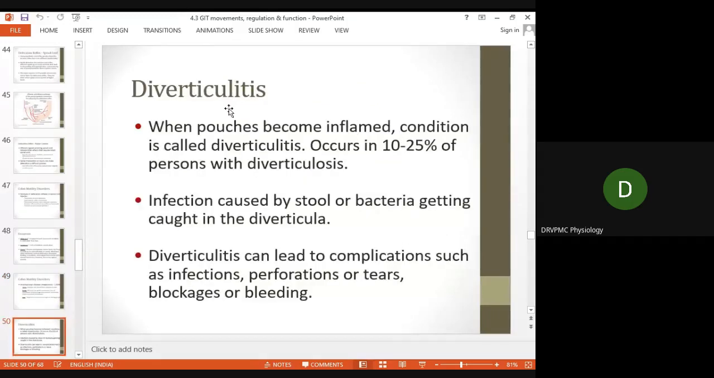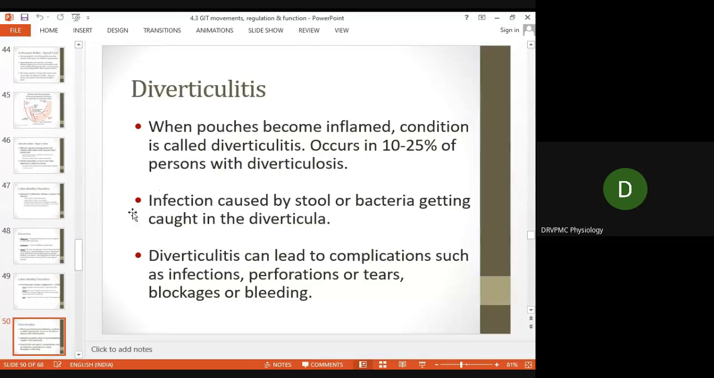Another disorder is diverticulitis. When pouches become inflamed, the condition is called diverticulitis. It occurs in 10 to 25% of persons with diverticulosis. Infection is caused by stool or bacteria getting caught in the diverticula.